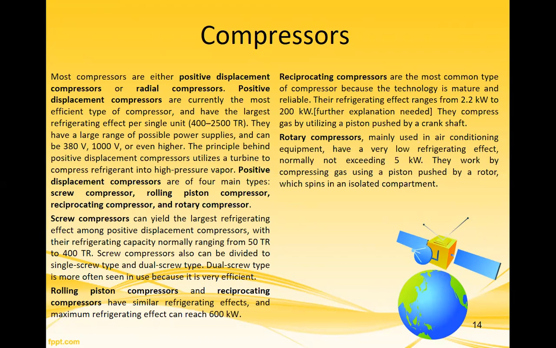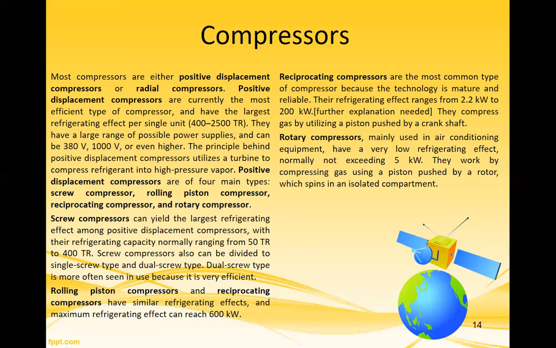Positive displacement compressors are of four main types: mayroong screw compressor, rolling piston compressor, reciprocating compressor, and rotary compressor. The screw compressors can yield the largest refrigerating effect among positive displacement compressors, with their refrigerating capacity normally ranging from 50 to 400 tons. The screw compressor can also be divided into single screw and dual screw. Dual screw type is more often seen in use because it is very efficient.